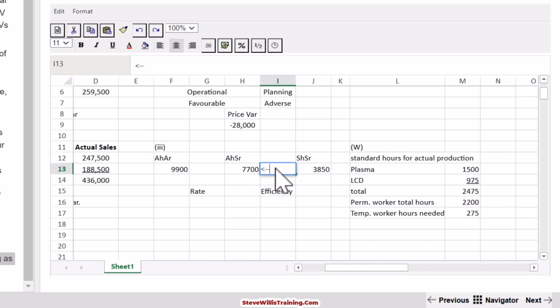And I'm going to go from the right to the left. And all I'm going to do is subtract one from the other. The number is higher, therefore it's adverse, it's an overspend. We should use 3,850 worth of labor. We did use 7,700 worth of labor. So less efficient, they took longer. The cost consequence of that, adverse 3,850.